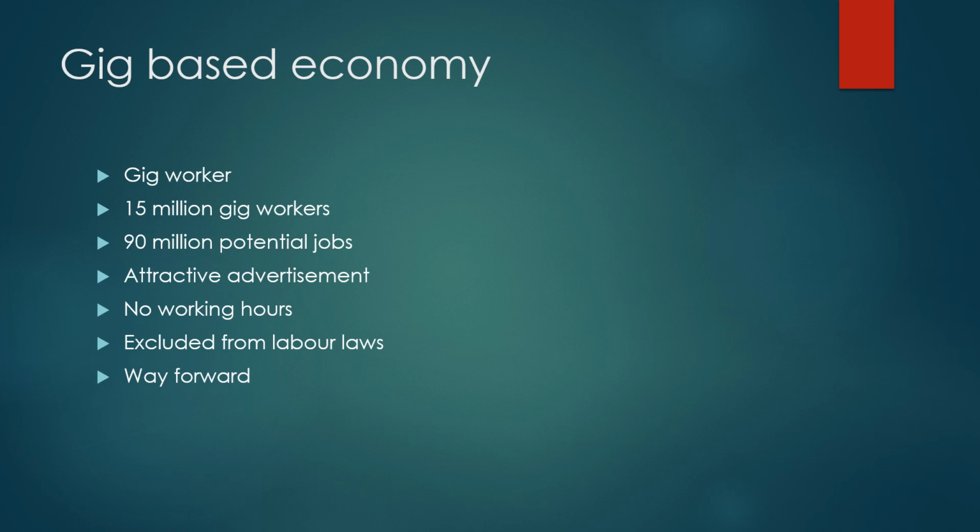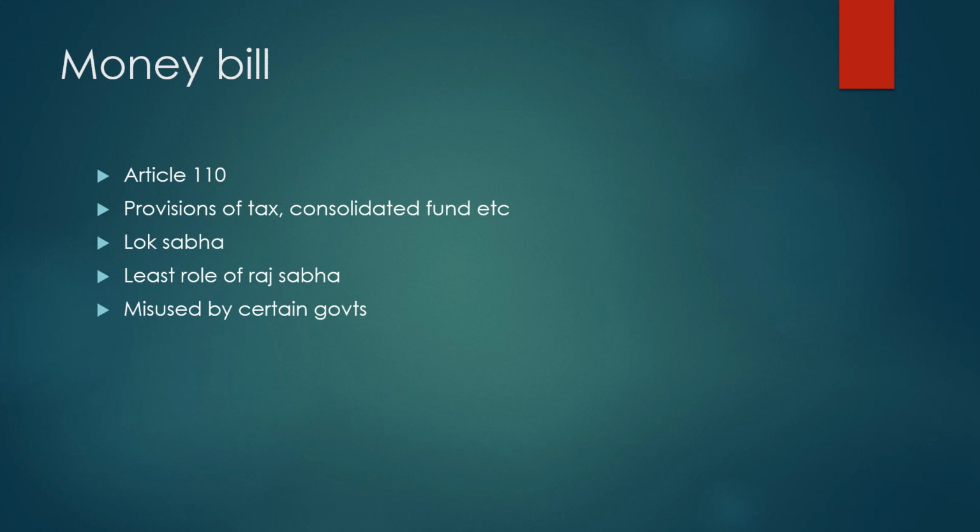For example, we should know a few prelims related points from here: there are 90 million potential jobs for the gig workers, with attractive advertisements, but there are no fixed working hours, and this leads to mental stress for the person working, and other issues. There is no proper regulation. And what is the way forward? There should be formalization of fixed working hours, social security, transparent algorithm parameters, stronger regulations and more awareness.